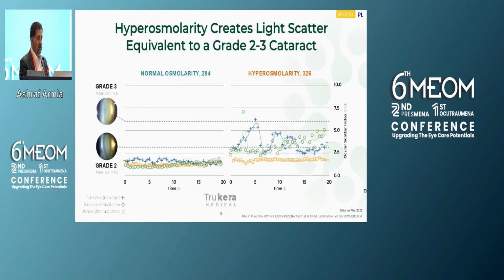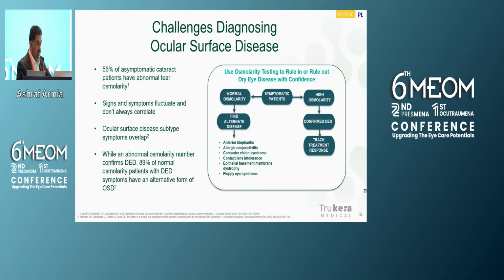Why do we test nowadays? Because when you have a grade 3 cataract, it resembles having a toxic tear film osmolarity. Typically, hyperosmolarity resembles the same light scattering as a nuclear cataract grade 2 and 3. The same way of scattering. 56% of asymmetric cataract patients have abnormal tear film osmolarity.